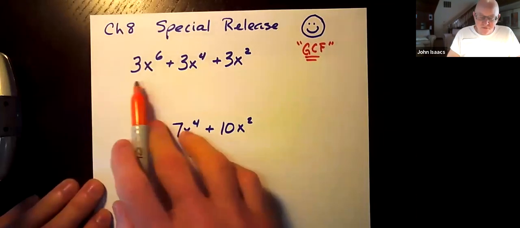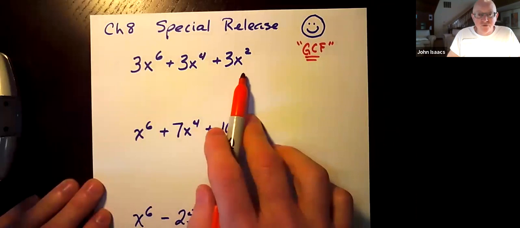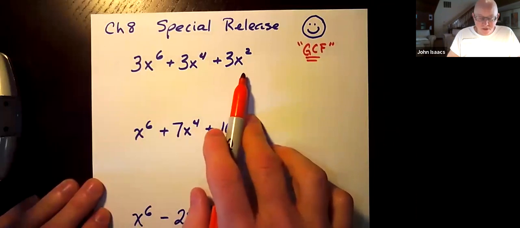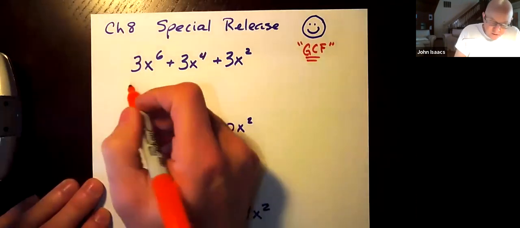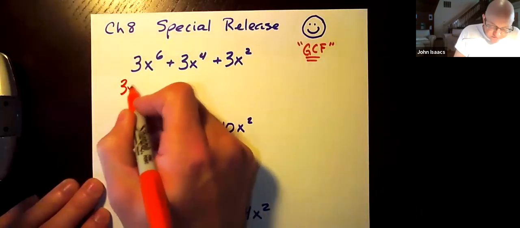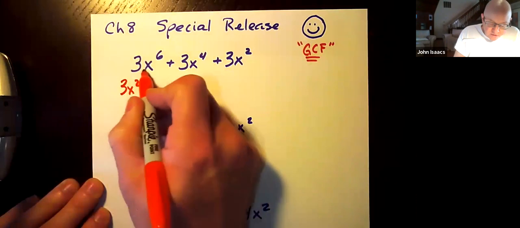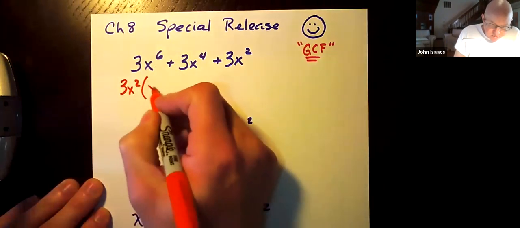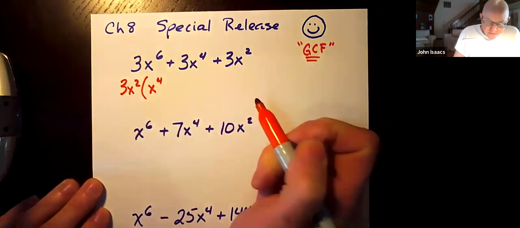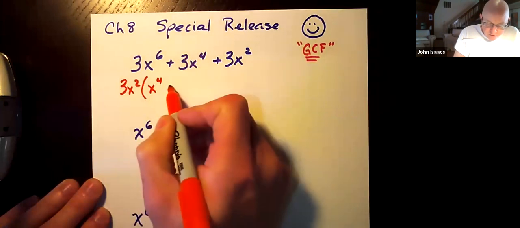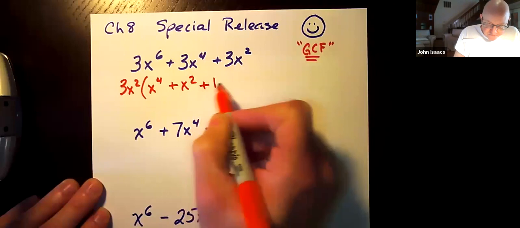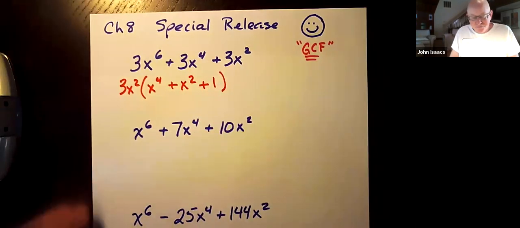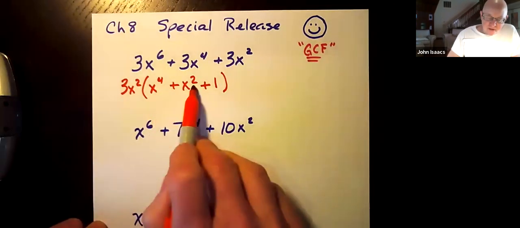So first one, we have a greatest common factor. So greatest common factor of, looks like not only 3, but 3x squared. So I'm going to take a 3x squared out. To get back to 3x to the 6th, we need to multiply that by x to the 4th. This we need to multiply that by x squared. And this we need to multiply that by 1. Okay, now, that's x to the 4th and that's x squared.